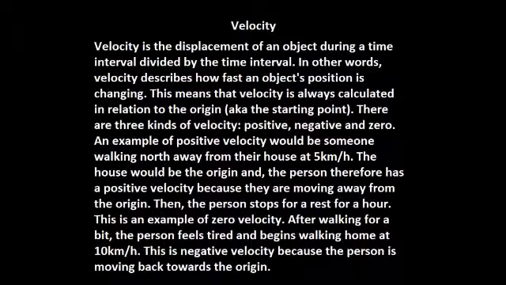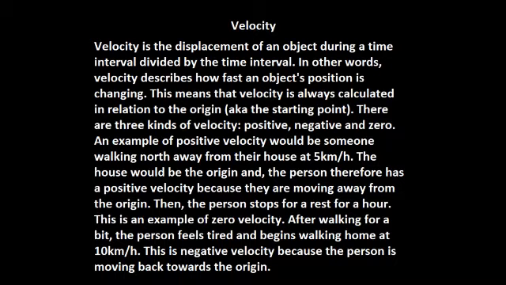The next topic is velocity. Velocity is the displacement of an object during a time interval divided by the time interval. In other words, velocity describes how fast an object's position is changing. This means that velocity is always calculated in relation to the origin, aka the starting point. There are three kinds of velocity: positive, negative, and zero.